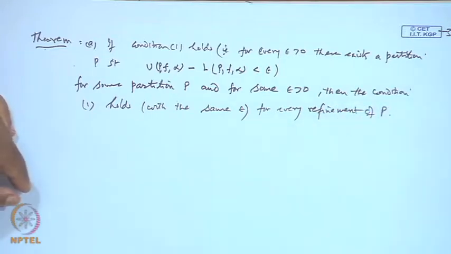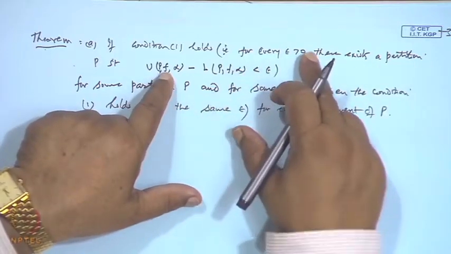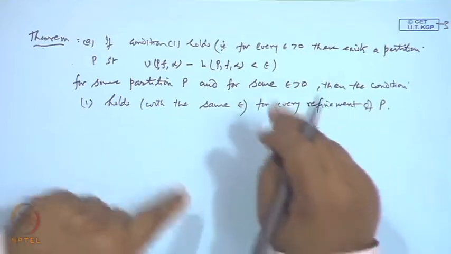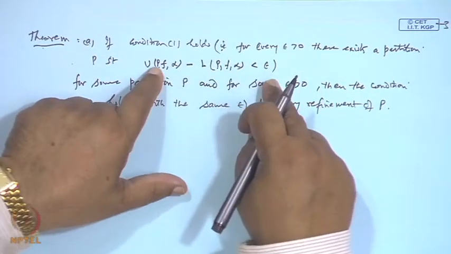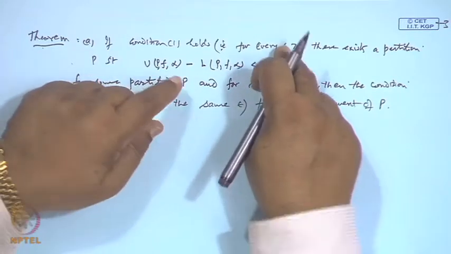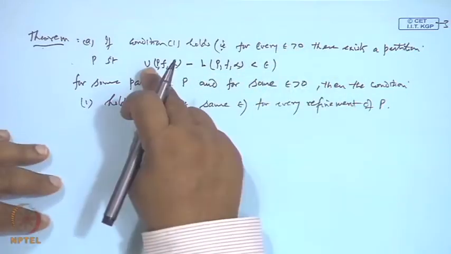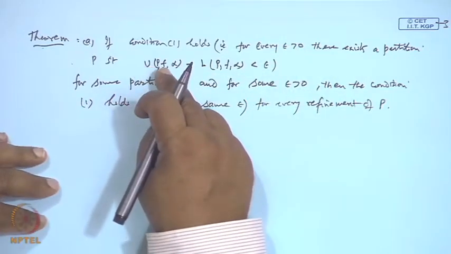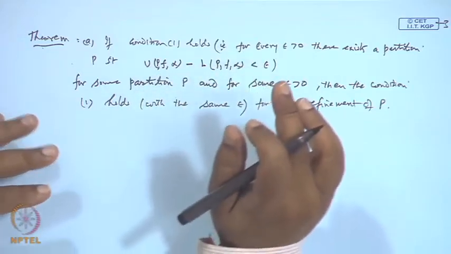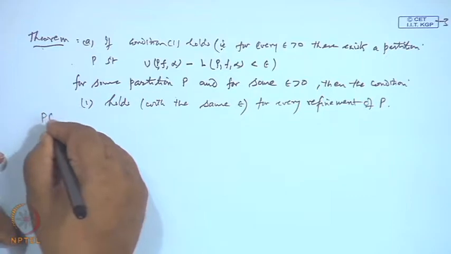Condition 1 says that for every epsilon there exists a partition. Now what it says is, if this result holds for some partition for this epsilon, then for the same particular epsilon this result will hold for any refinement. If we take a refinement of P, say P star, then this result will continue to hold good. The proof, of course, is simple.